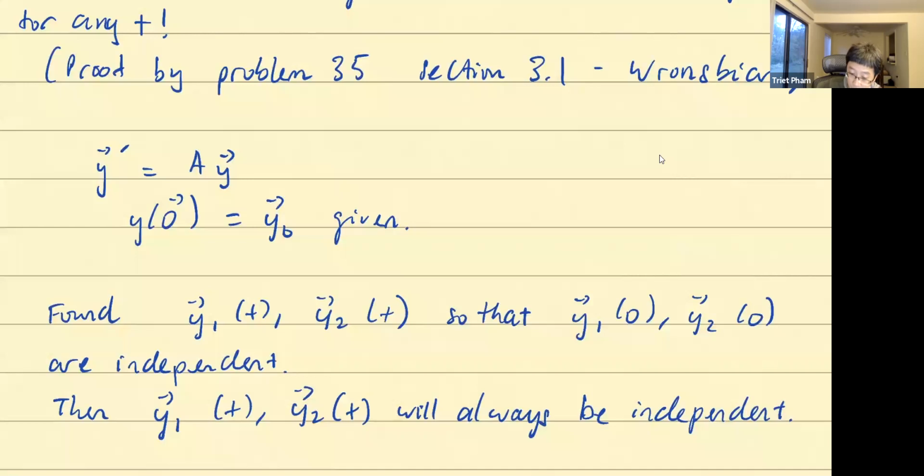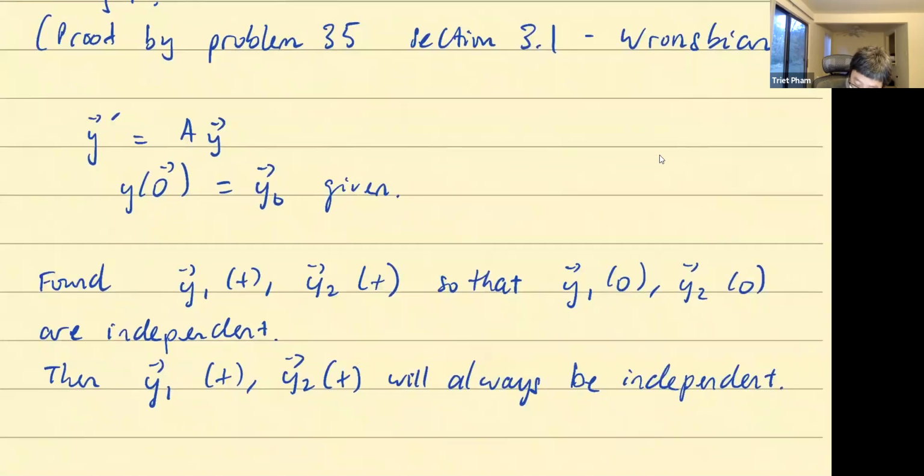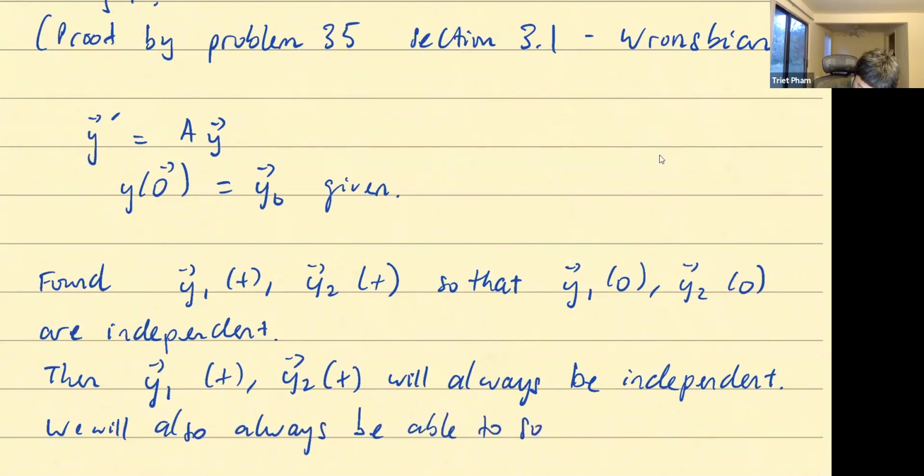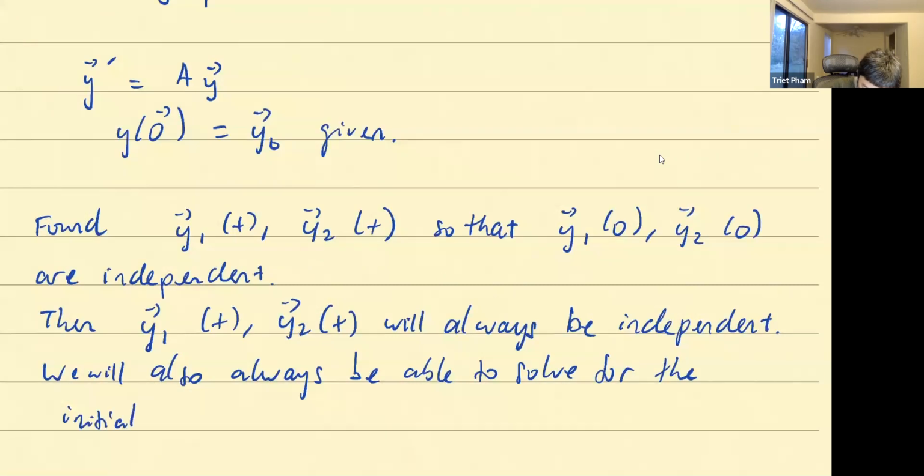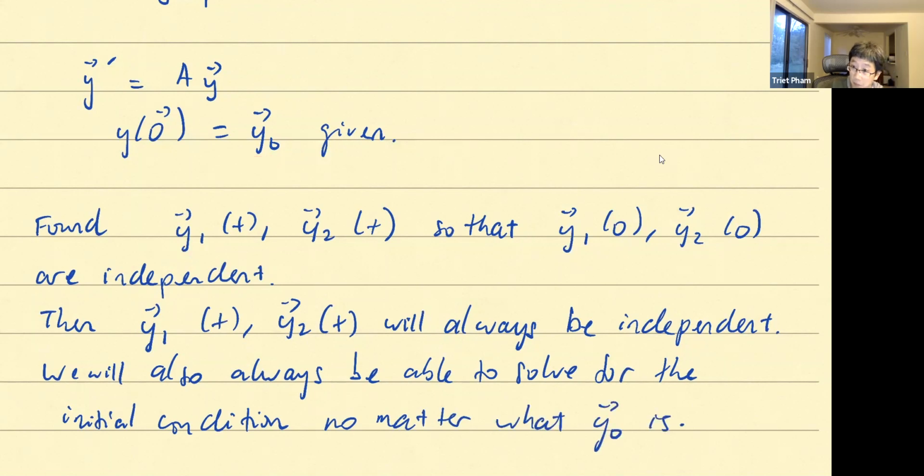But also, you will always be able to solve for the initial condition. Doesn't matter what the initial condition is. We will also always be able to solve for the initial condition, no matter what it is, no matter what this value is. Why so? And what do we mean by this?